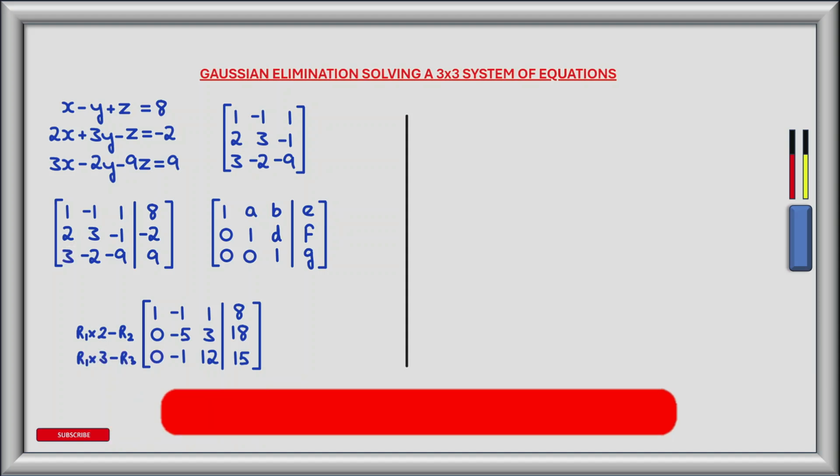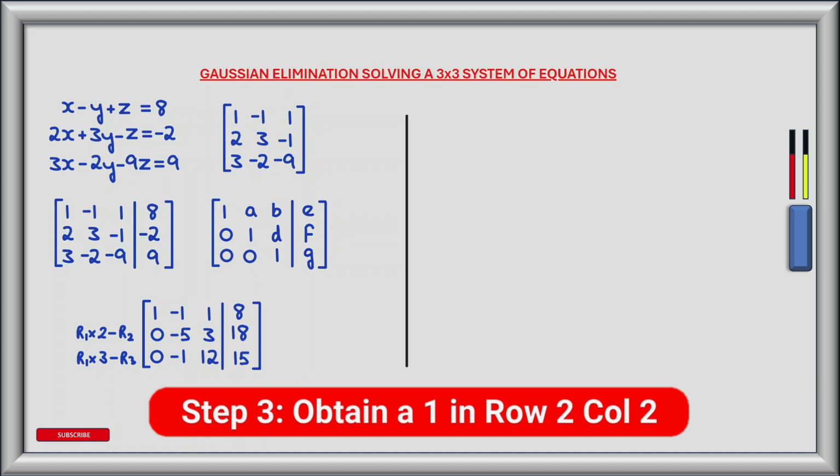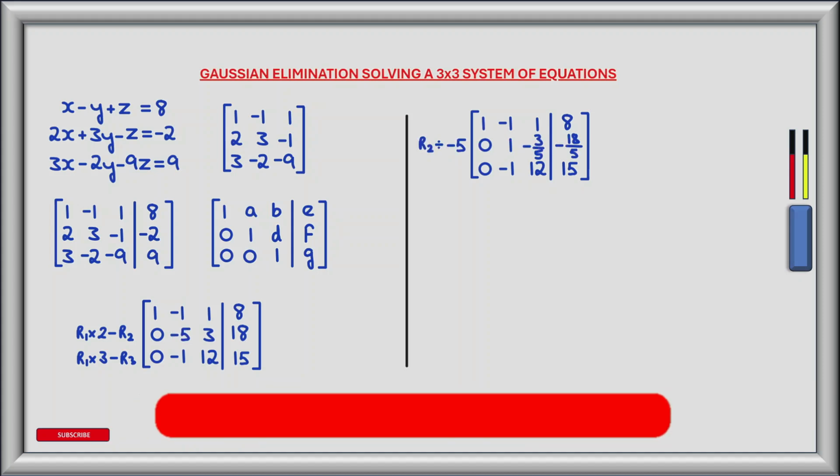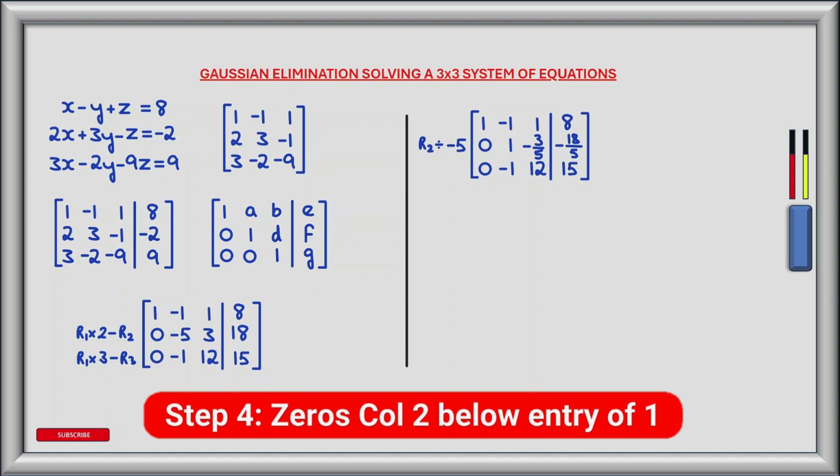So step 3, we need to use row operations to get a 1 in row 2, column 2. So that's the middle of the coefficient matrix. So we need to replace this minus 5 with a 1. To do this, we can divide row 2 by minus 5. So dividing each element of row 2 by minus 5, we get 0, 1, minus 3/5 and minus 18 divided by 5.